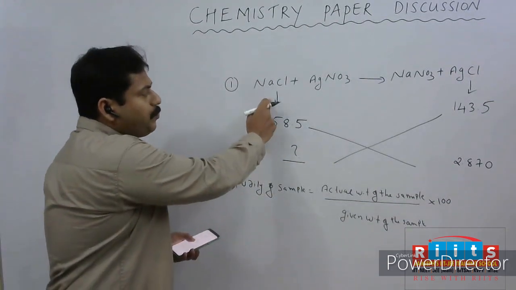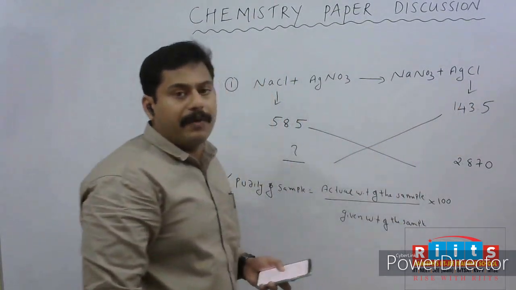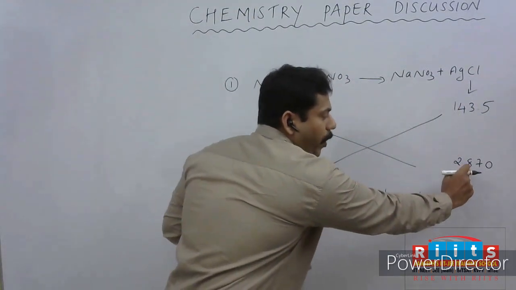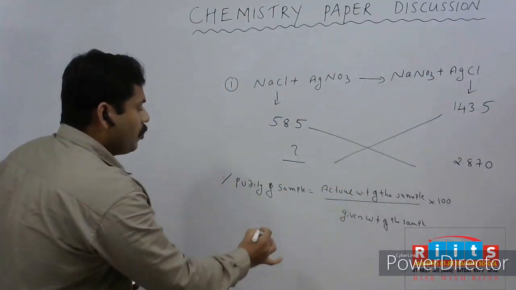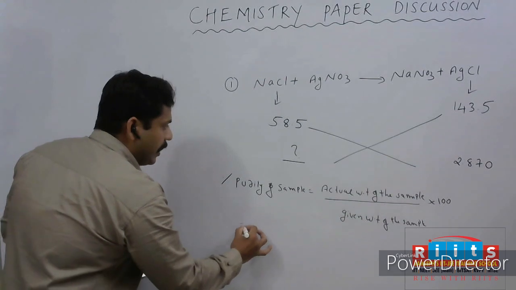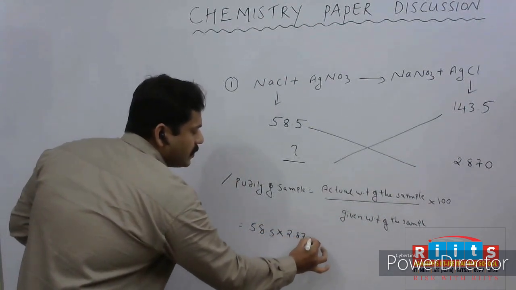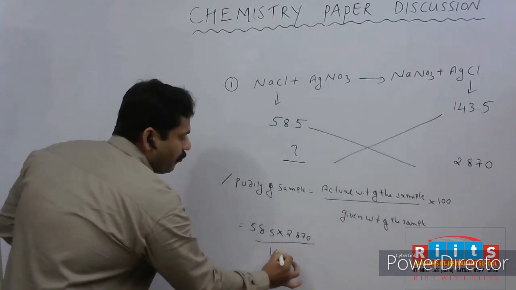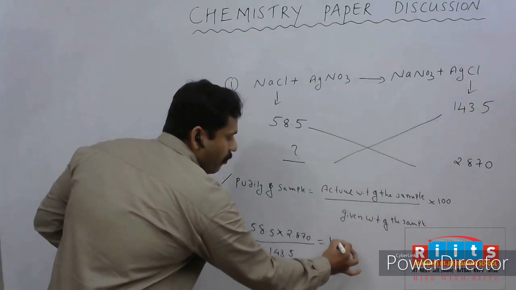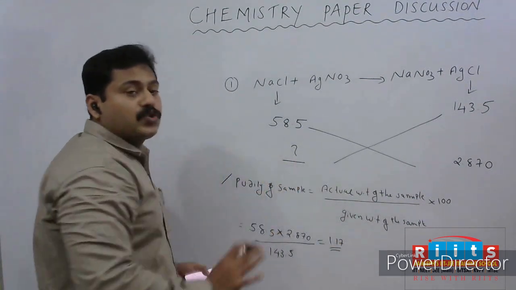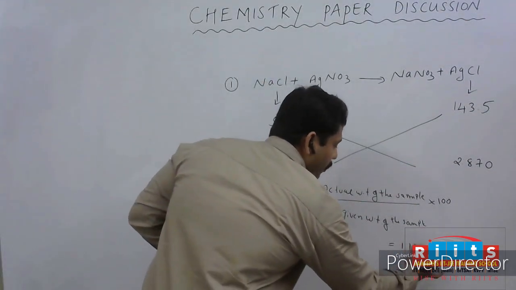So from the equation, 58.5 corresponds to AgCl at 143.5 only, right? Then with the given 2.870, we can find out the actual weight of the sample. How to find it? That is equal to 58.5 into 2.870 divided by 143.5. You will get 1.17 only. So the actual weight of the sample, now I got that. So I can put that value 1.17.